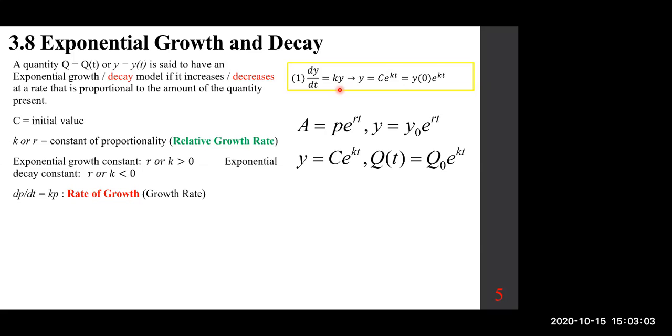If a quantity, okay, a quantity Q or Q of t or y equals y of t is said to have an exponential growth or decay, if it increases or decreases at a rate that is proportional to the amount of the quantity present. So dy/dt is the rate of change, and it is what? The product of some constant times the original function, k times y. So think about the concept, okay? This in turn having the following solution, okay?